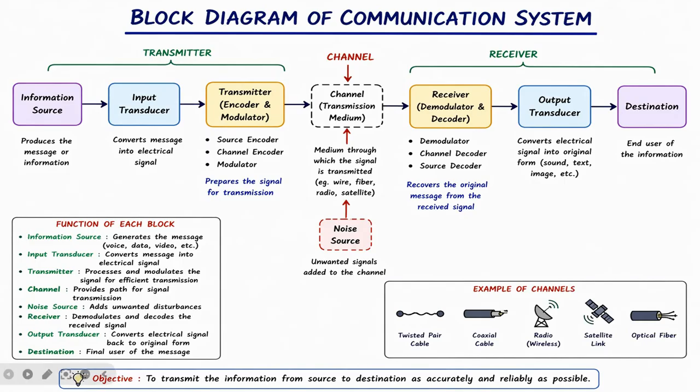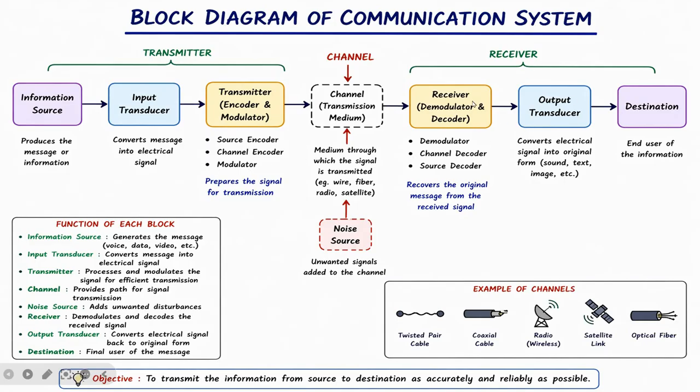Next comes the receiver. Here again, the information source, input transducer, and transmitter all together act as a transmitter. Similarly, the receiver, output transducer, and the destination, these three act as a receiver. So the receiver, again, will perform demodulation, then channel decoding, and the source decoding, the reverse of the source encoder, channel encoder, and the modulator.